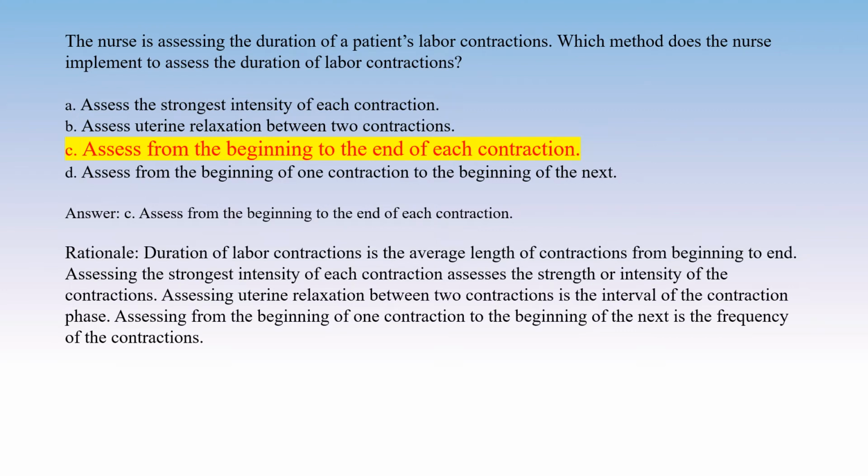Answer: C. Assess from the beginning to the end of each contraction. Rationale: Duration of labor contractions is the average length of contractions from beginning to end. Assessing the strongest intensity of each contraction assesses the strength or intensity of the contractions. Assessing uterine relaxation between two contractions is the interval of the contraction phase. Assessing from the beginning of one contraction to the beginning of the next is the frequency of the contractions.